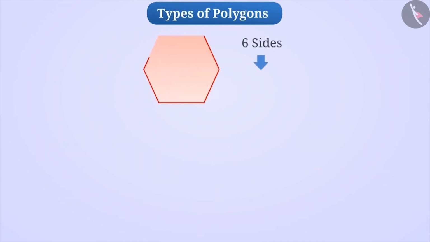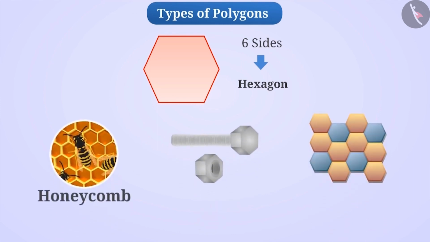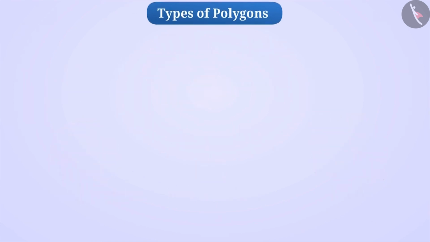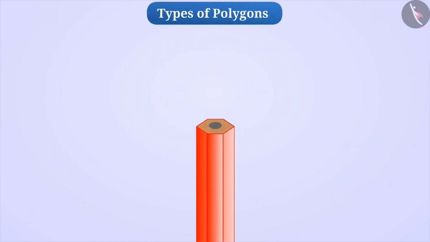A polygon with 6 sides is called a hexagon. This shape can be seen in honeycomb. Similarly, the shape of a hexagon can be seen in its nuts and bolts, floors, etc. Can you tell what shape is the pencil before you sharpen it? Think for a while. Correct. It is a hexagon.